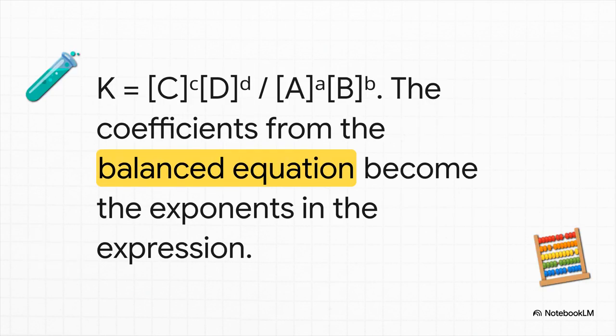All right, let's look at the full-on expression. Remember those little balancing numbers from the equation? Well, they have a special job here. They become the exponents. So you take the concentration of each chemical and you raise it to the power of its coefficient from that balanced equation. Products on top, reactants on the bottom.